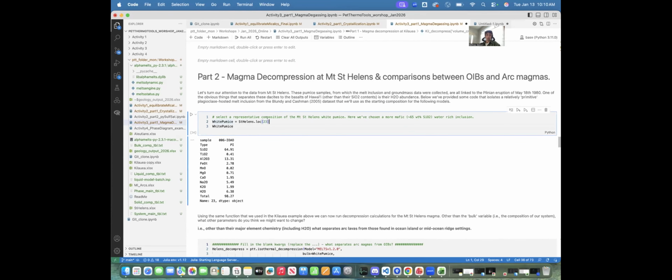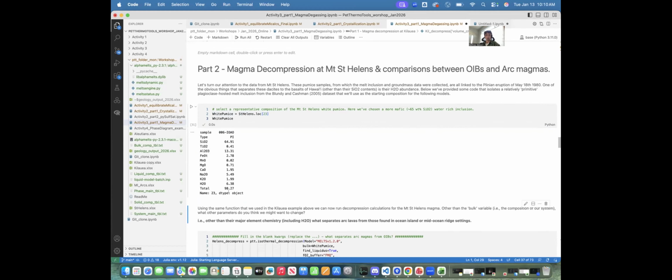So in here, I'm just selecting a composition that's a relatively primitive melt inclusion from this data set. It's one of the plagioclase hosted melt inclusions. It actually has a measured water content of around 6.4 weight percent. So if we run this cell here, that's going to extract this single series from the St. Helens data frame. So once again, we have a series which we can use as our initial composition in further melts calculation models. Okay. And so in here, we're going to run this calculation.